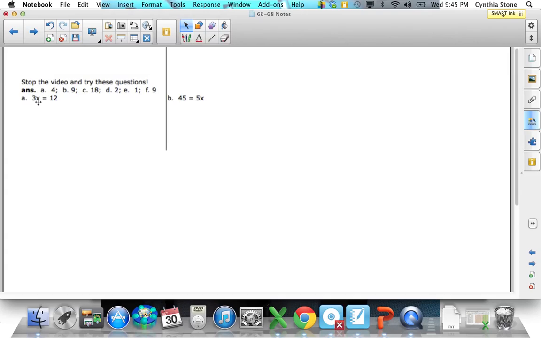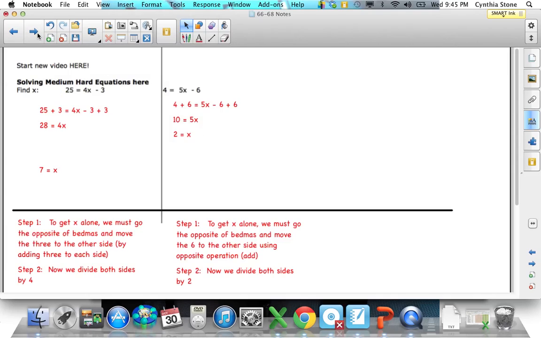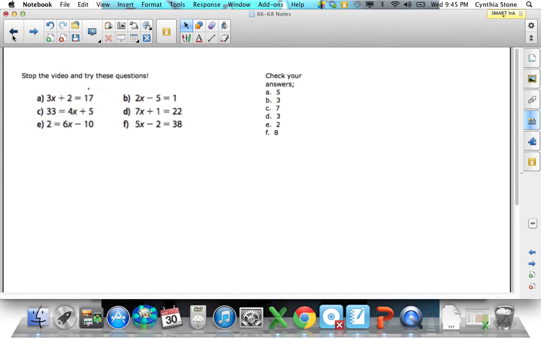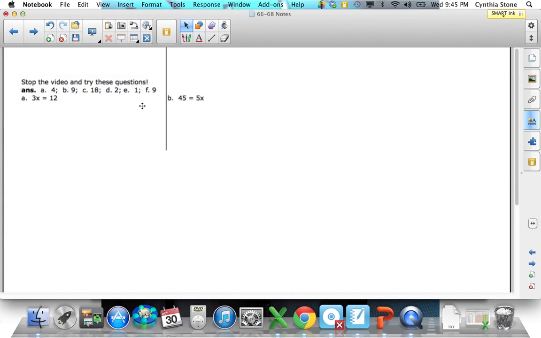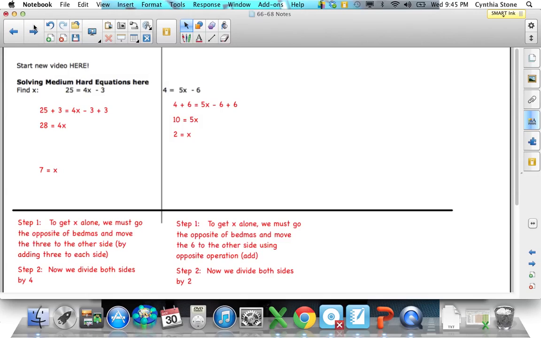So it starts right here with 3x equals 12. I wrote the answers. So if you just write the answers, I'm going to assume that you didn't actually do the questions. I want to see a little bit of a solution showing me opposite operations as you solve these questions. Okay? So it's those ones. We're going to go all the way up to F. You're going to do that with the video off. Okay, you're going to get up to F, and then you'll restart the video right here.